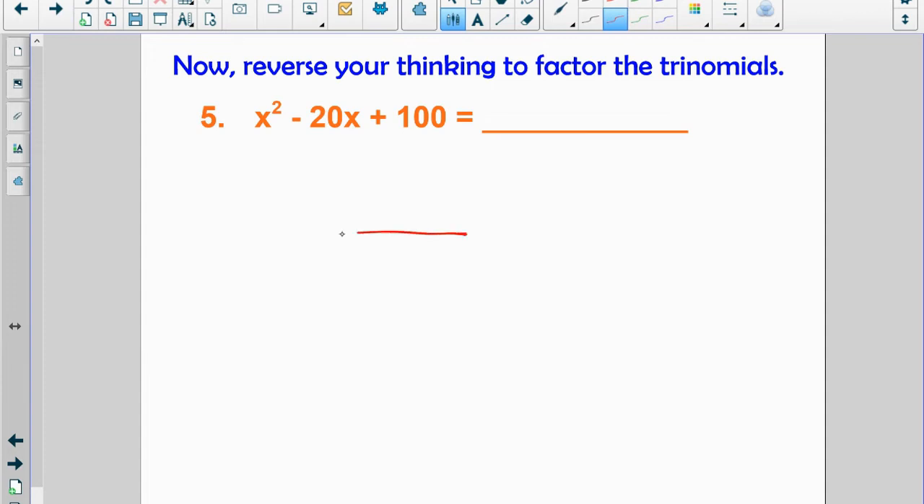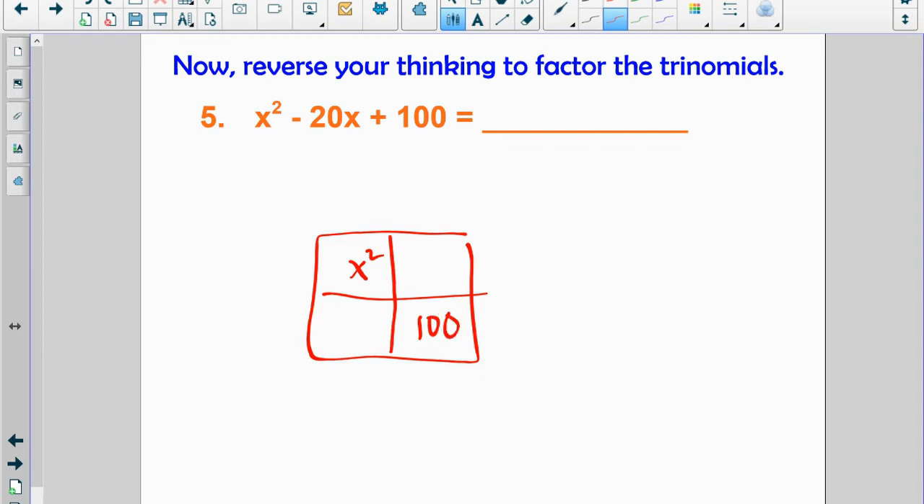So if we think about our area model, we know it's x squared in the first box and 100 in the last box. So we can factor out x times x. We know it's 10 times 10 as a starting point at least. That would give us 10x and 10x, which adds up to 20x. The only problem is I need it to be negative 20x. Can you think about how we could make that negative 20x instead?